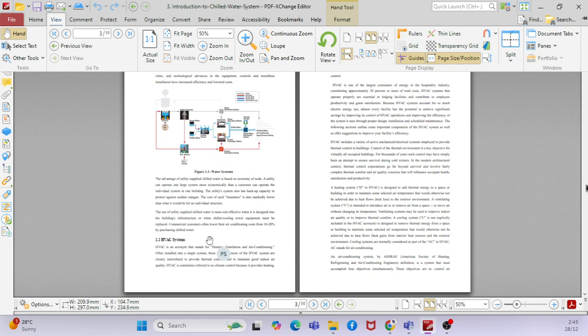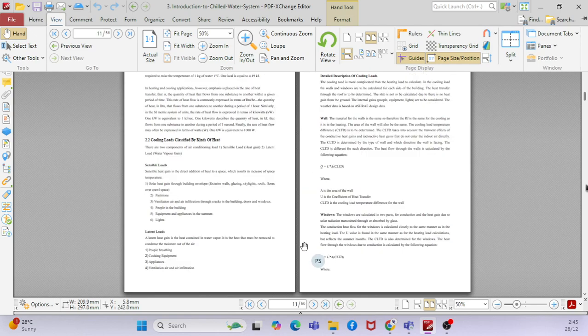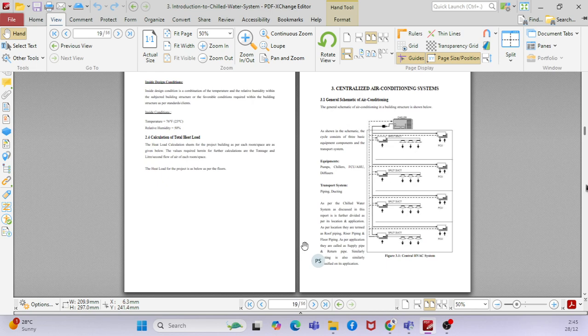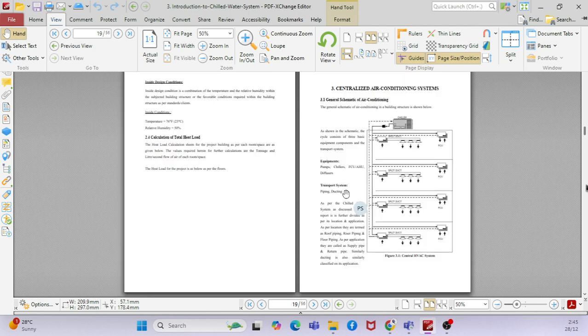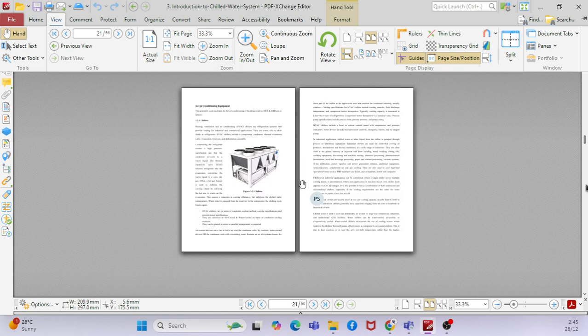Then you can see this item, HVAC system, and go to the chiller part. Here you can see the centralized air conditioning system, where you can see the chiller, pumps, FCU, AHU, and diffusers. Then the transport system is nothing but piping and ducting. Ducting and diffusers are for the air side, and piping is for the water side.